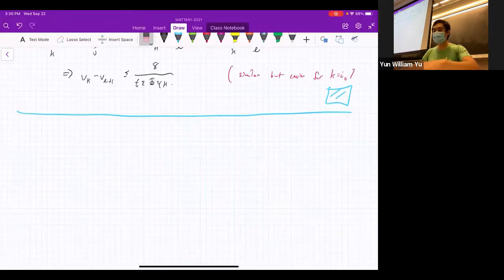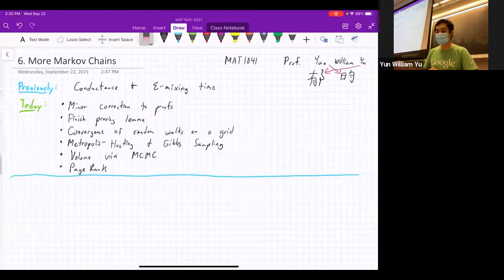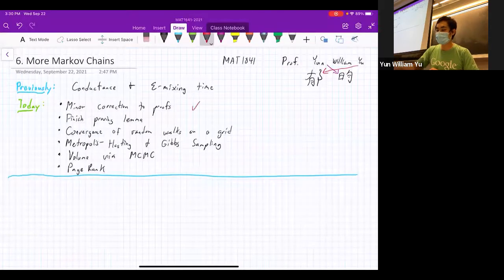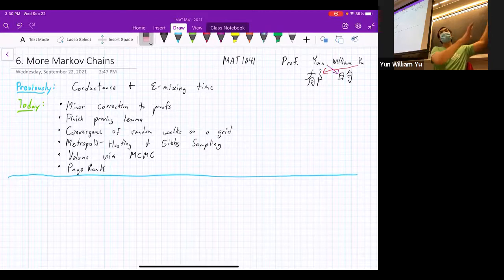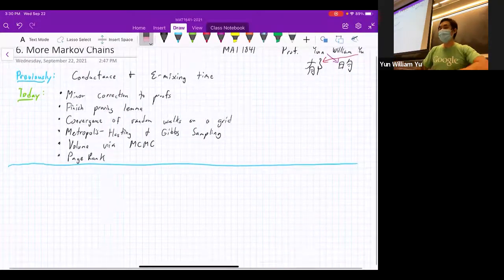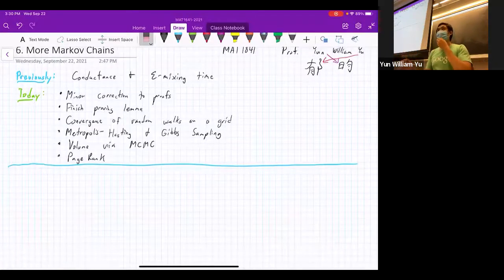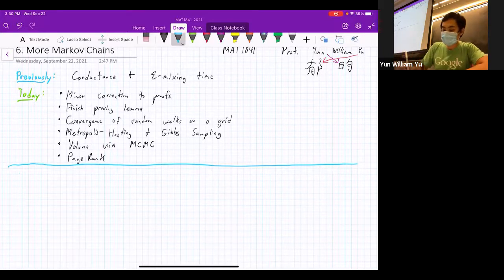Okay, so let's actually get started on today's material. So we just did minor corrections to the proof, finished proving the lemma. So now let's apply it. Now we're just going to treat that entire thing as a black box. And let's talk about random walks on 2D grids, or on grids in general. We want to ask, how quickly does the probability distribution converge to the stationary distribution? So let's do this on a very, very simple example. This is a random walk on a 2D grid.